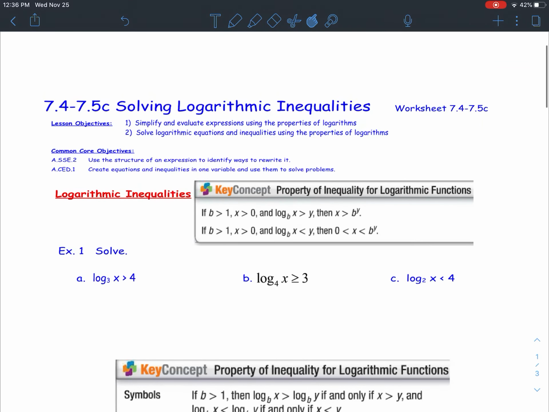Okay, let's go back to the front and take a look at how things change a little bit if we're going to be solving logarithmic inequalities rather than logarithmic equations. One thing that is going to be the same is you're going to actually still treat this as if it is an equation in terms of still wanting to do the one-to-one property.